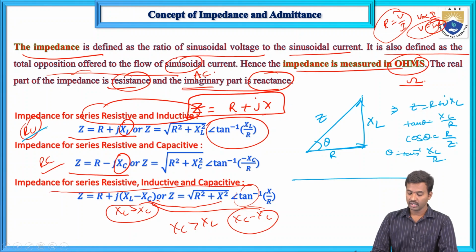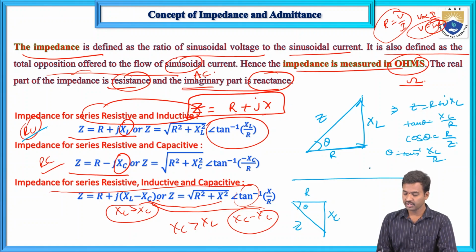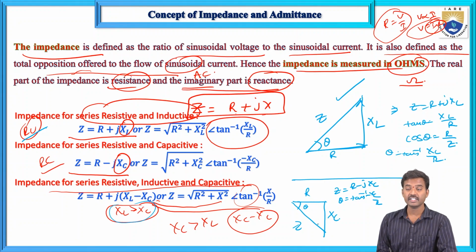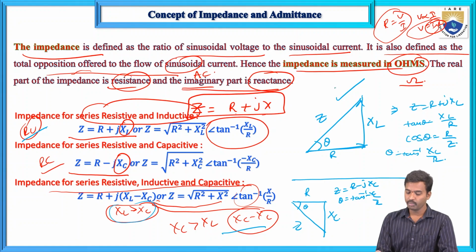So what about the XC case? This is Z, this is theta, this is R, and this is XC. The same formula applies: Z equals R minus jXC, and theta equals tan inverse XC by R. Now what about the XL minus XC case? For XL greater than XC, it is XL minus XC, and for XC greater than XL, it is XC minus XL. This is the impedance triangle.